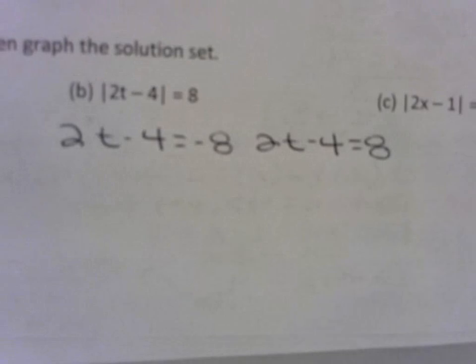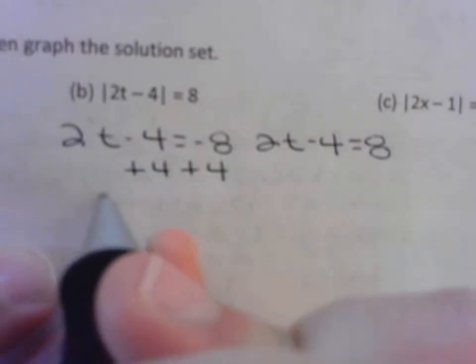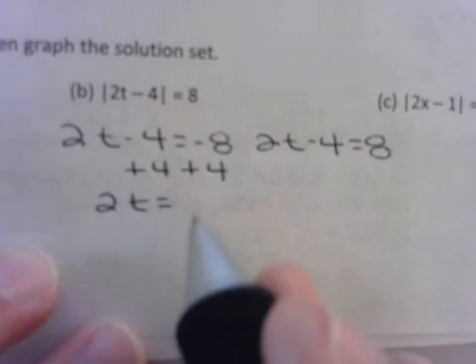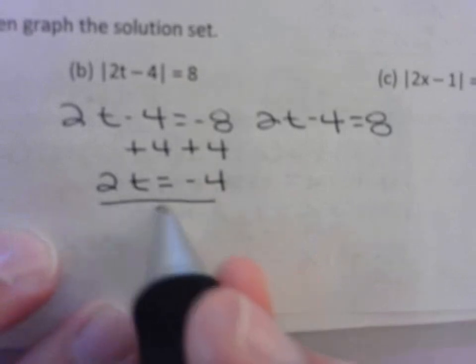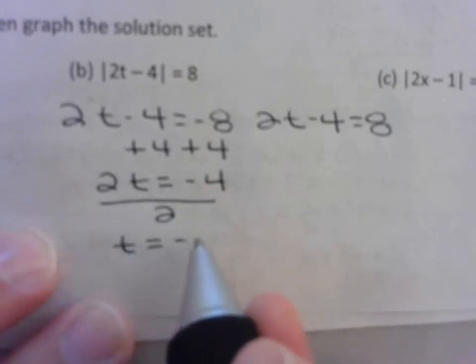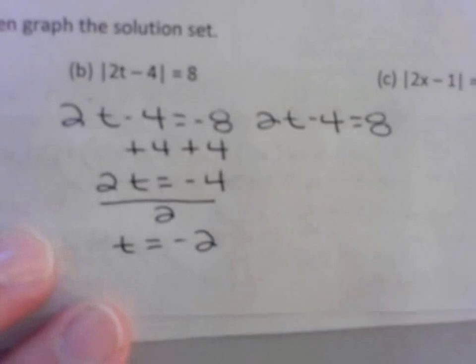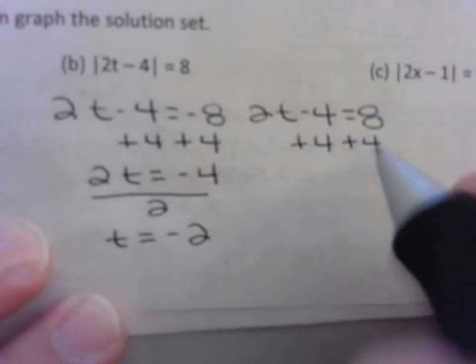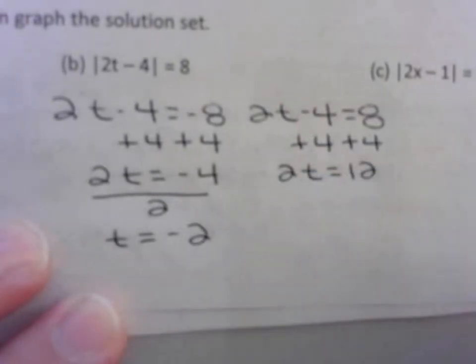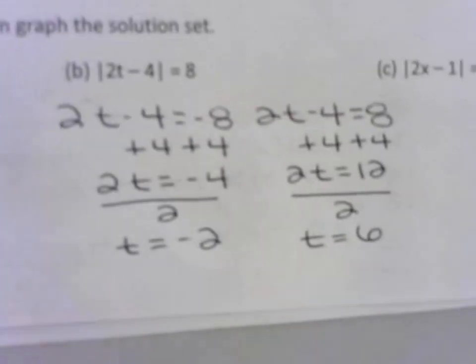These are two equations we know how to solve from last week. Add 4 to both sides. 2t equals negative 8 plus 4, negative 4. So once you split it up, the equations aren't hard. You know how to do it. Divide by 2. t equals negative 4 divided by 2, so t equals negative 2. And then my next equation. Add 4, add 4. 2t equals 12. Divide by 2, t equals 6. So you will usually get two answers to absolute value unless it's equal to 0.